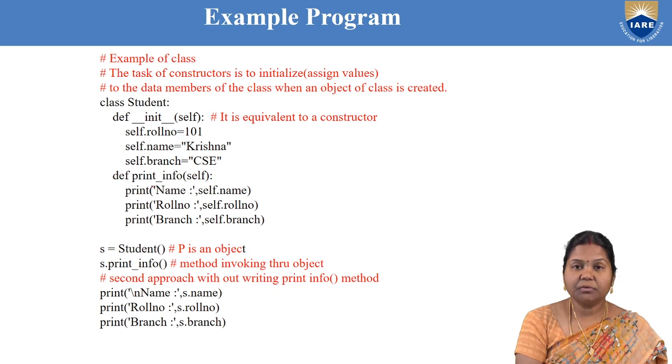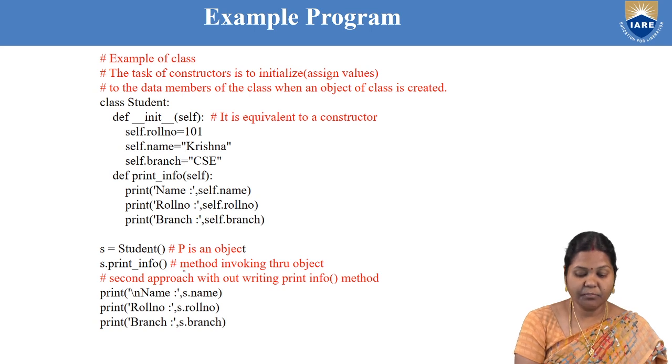Now we are writing our own sample method, that is the print_info method. In this print_info method, we are displaying the value of name, roll number and branch. As the values are already bound due to the self argument, you can just display them using the print statement. Now let us create one object and let us see how to print it. So here s is a Student object. Now we are not passing anything. So we can write s.print_info.